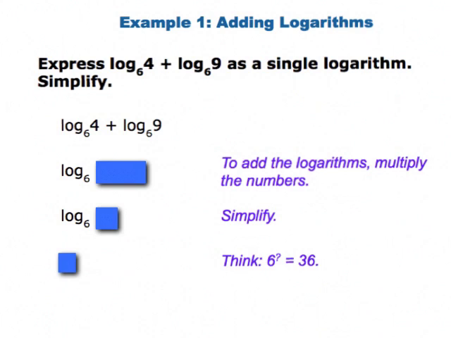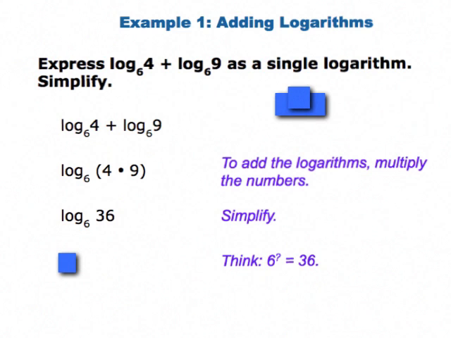Now let's do an example with that. What's going to happen if I have log base 6 of 4 plus log base 6 of 9? Notice we have logs and the base is the same. So what can I do? If I am adding them, that means multiply. Correct. So here's what it looks like: log base 6 of 4 times 9, or 36.